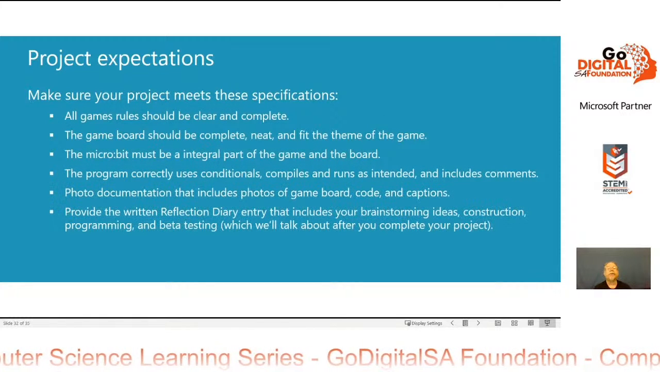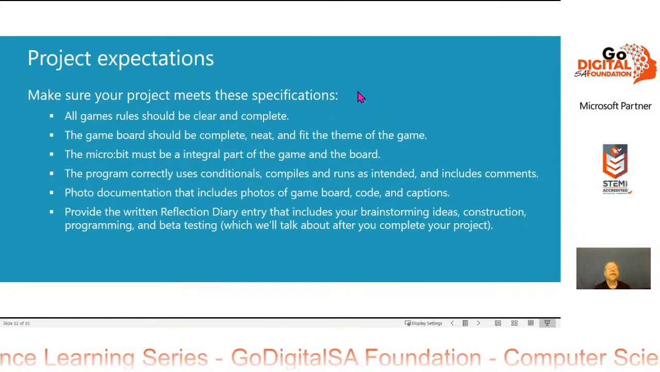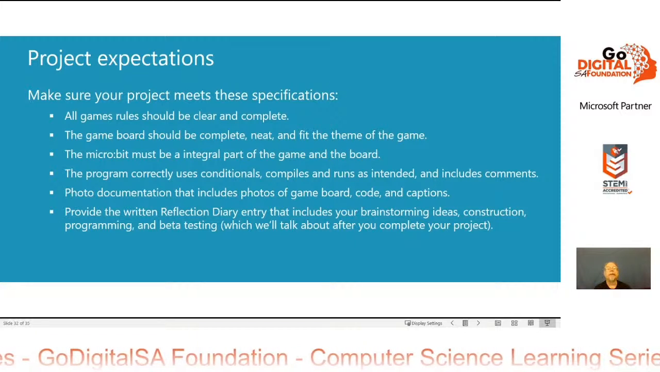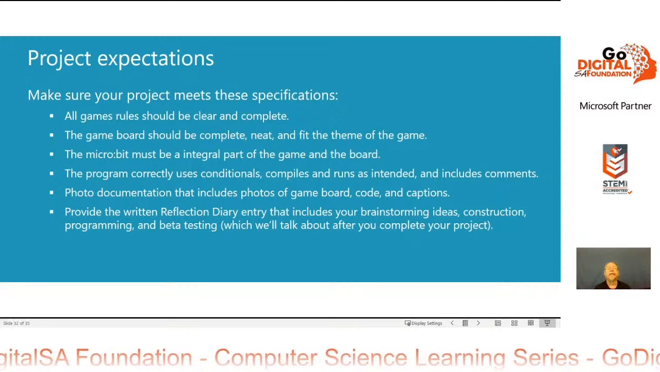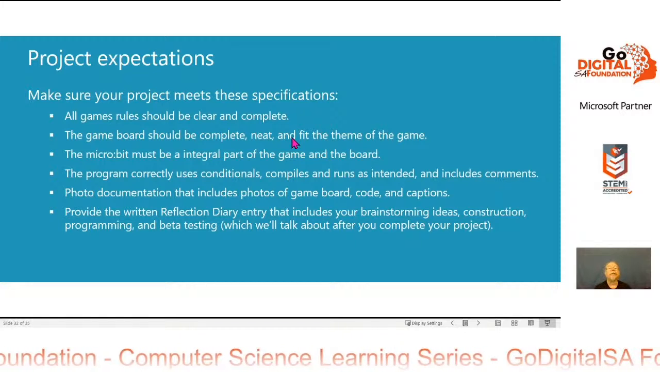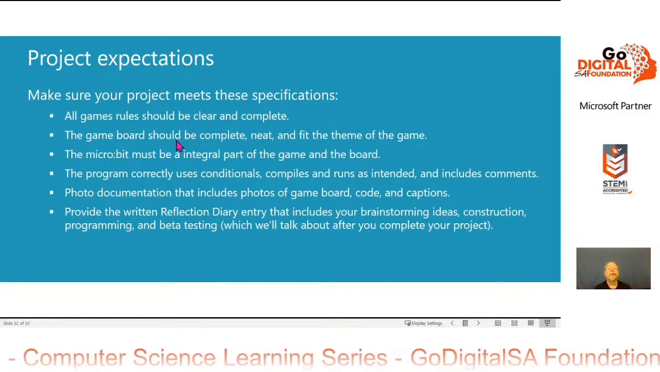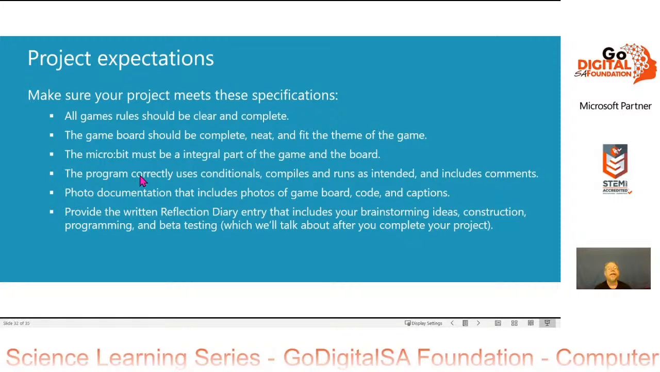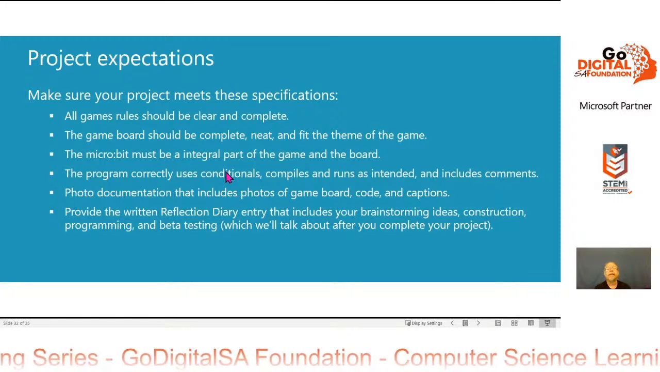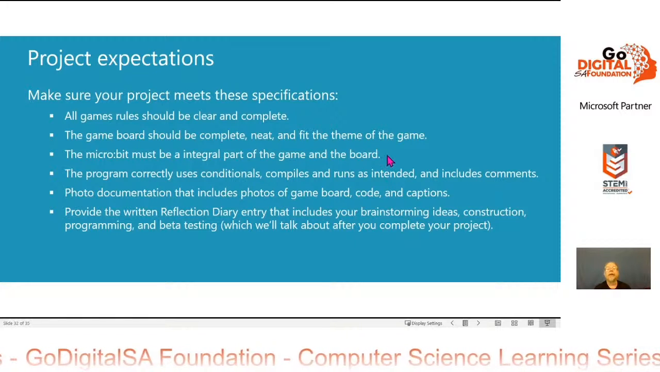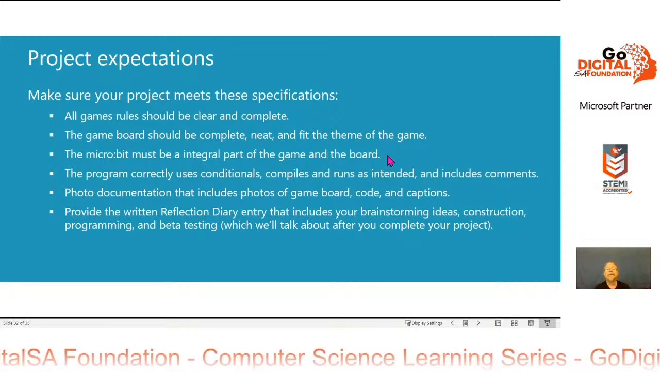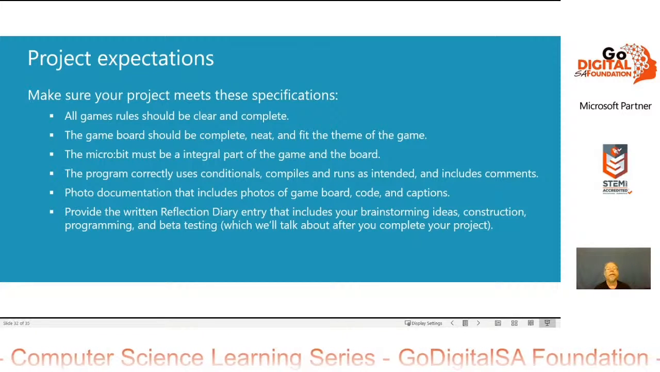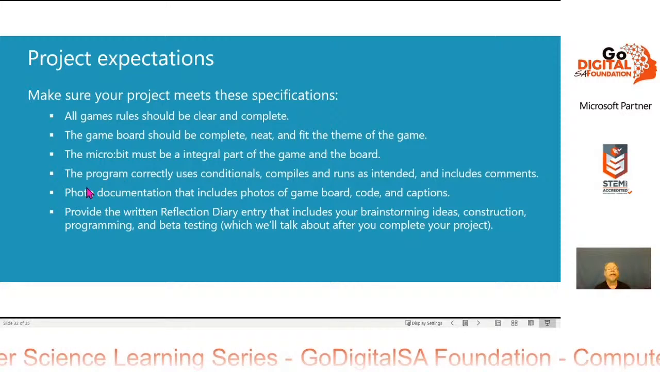Okay, so make sure your project meets these specifications. All game rules should be clear and complete. Okay, when you write out the rules, they have to be clear. They have to be complete. Nobody can say, well, they didn't know what they were supposed to do. The game board should be complete, neat, and fit the theme of the game. The microbit must be an integral part of the game and the board. So at the very least, it should work like dice, choosing the number of squares ahead that you move. It can also keep score, and you can get it to do whatever you like.